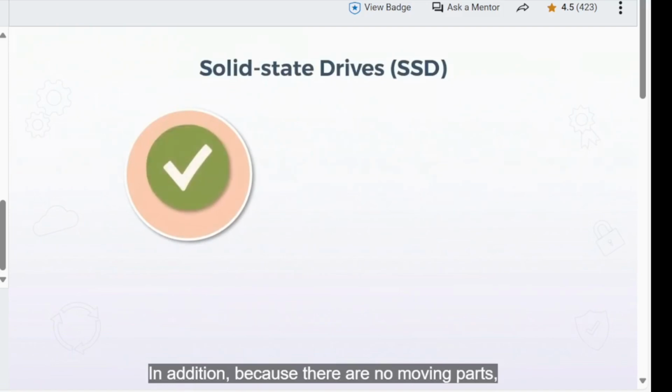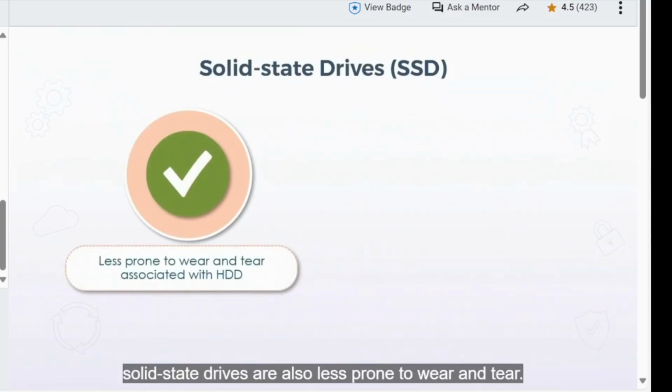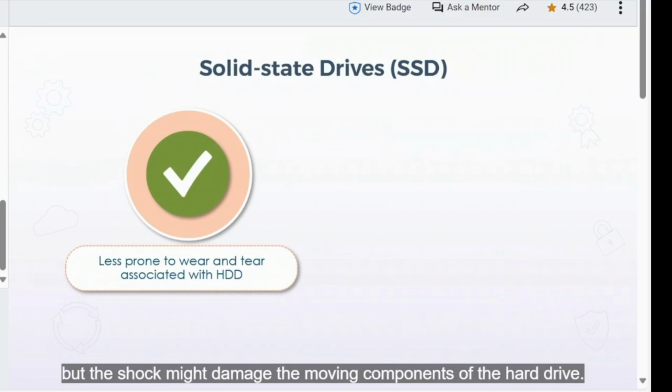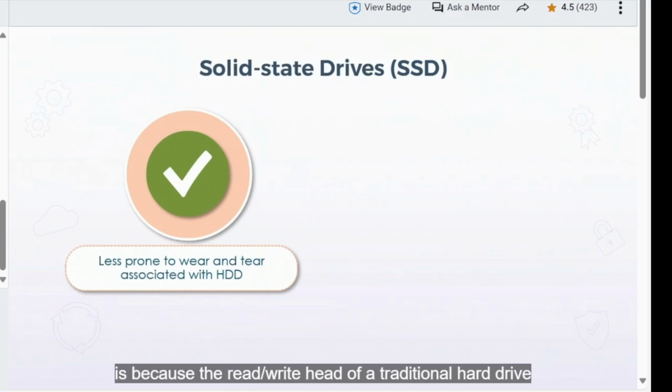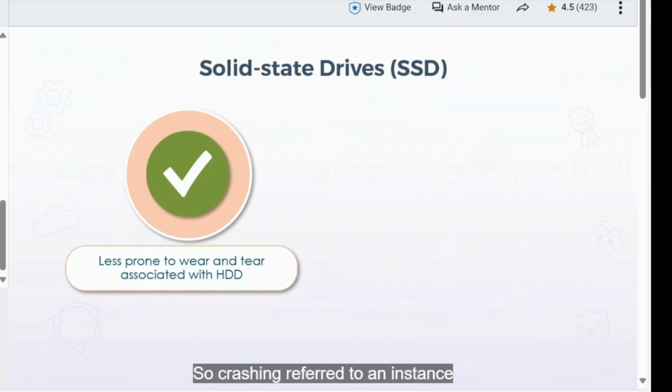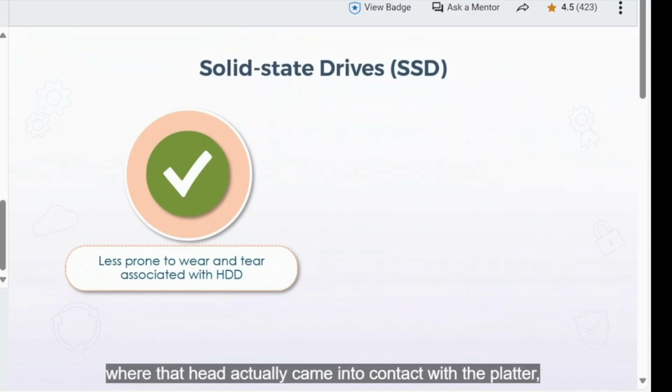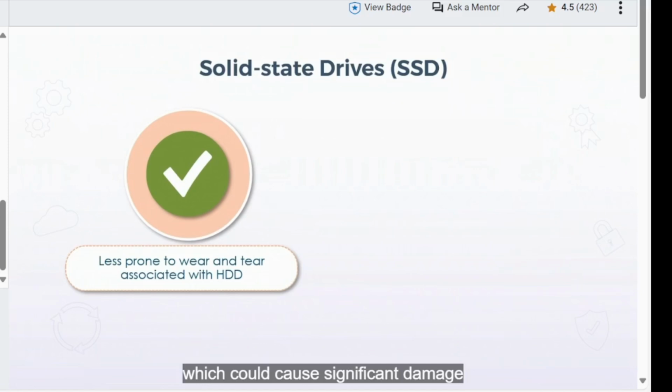In addition, because there are no moving parts, solid-state drives are also less prone to wear and tear. For example, if a laptop with a traditional hard drive were to be dropped, the laptop itself might survive, but the shock might damage the moving components of the hard drive. In fact, the reason we say to this day that our system crashed when it fails is because the read-write head of a traditional hard drive hovers very slightly above the surface of the platter. So crashing referred to an instance where that head actually came into contact with the platter, which could cause significant damage to either the platter or the read-write head, to the point where it might need to be replaced.